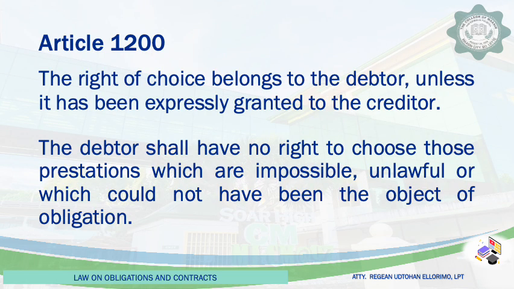So example, D is obliged to deliver either a car, illegal drugs, or a house to C. So here, D cannot choose the illegal drugs since it's unlawful. The choice must be between the car or the house, the only lawful and possible prestations. No? Another limitation is the debtor cannot choose part of one prestation and part of another prestation. So, kinahanglan complete ang iyang choice. In essence, class, Article 1200 protects fairness in obligations, giving the debtor the first right to choose, but ensuring that the choice must be valid, possible, and lawful.